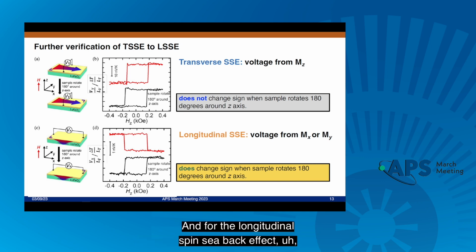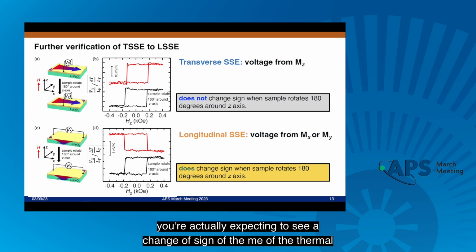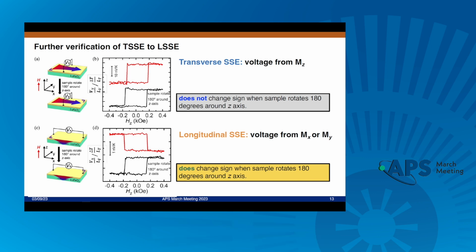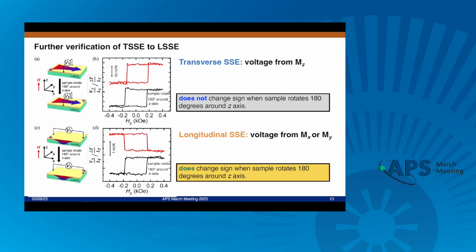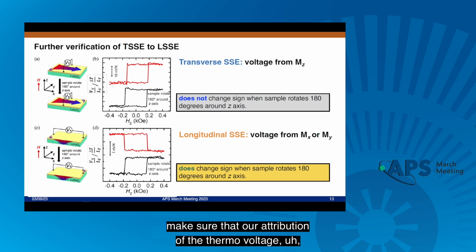For the longitudinal spin Seebeck effect, we attributed the moment to the in-plane x and y component of the magnetization. Again, we marked the sample in the corner and rotated 180 degrees. If the thermal voltage is from the in-plane moment, and you rotate the sample this way, you're actually expecting to see a change of sign of the thermal voltage detected. And that's indeed what we have observed here. This is the verification measurement to make sure that our attribution of the thermal voltage is correct.